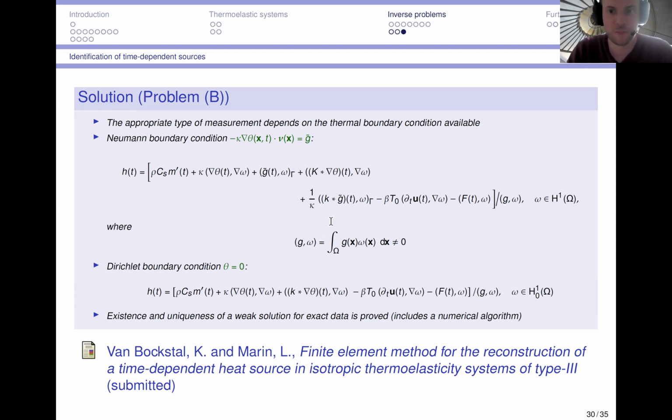And this includes a numerical algorithm for computations. The analysis is quite complex due to the coupling of the equations, and is done together with Professor Marin of the University of Bucharest, and is also recently submitted.